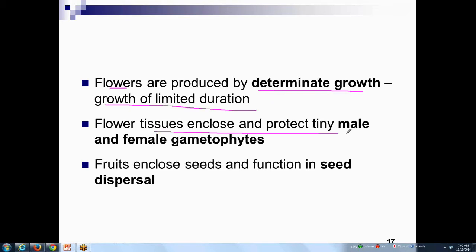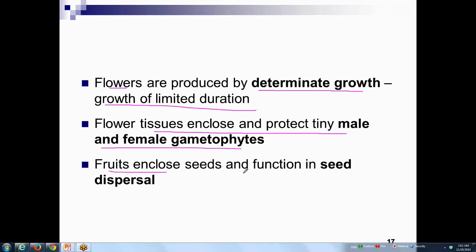Flower tissues enclose and protect tiny male and female gametophytes. Remember, your tiny male gametophyte would be pollen grains, right, guys? And what would be your female gametophyte? That would be a tissue found within the ovules, within the ovary. So that's where you'll find your gametophytes. Again, male gametophytes along the anther, where you have your pollen grains, which is basically immature male gametophytes, and then your female gametophytes, which again are found down the base of the ovary inside of the ovules.